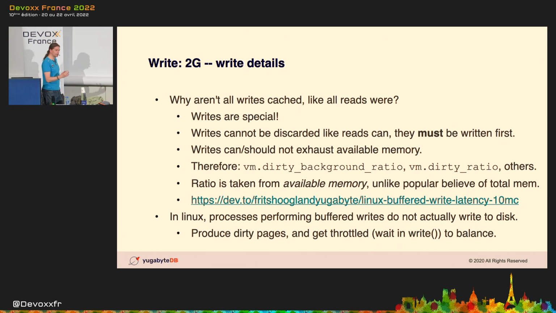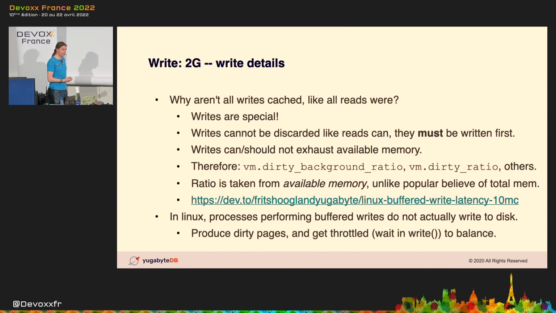And a write cannot be discarded like a read. A read buffer, which does not have any processes attached, can be ditched at any time, no problem. If you need it again, you read it again. A write can never be discarded at will. A write has to be written before the buffer can be freed. Because of that property, the kernel has a few limits, which are generally at something like, I didn't put the ratio in, but it's something like 15%.